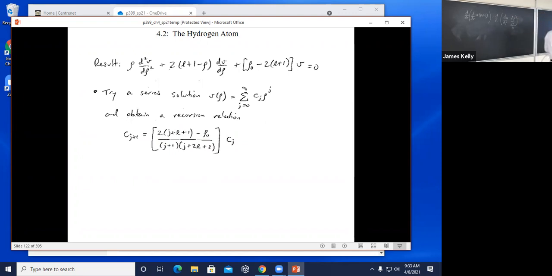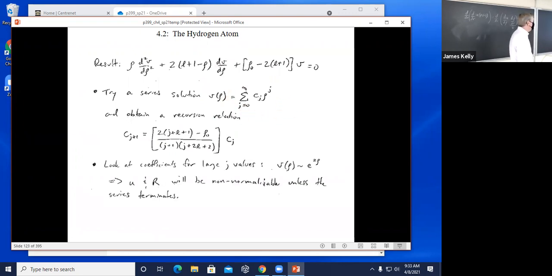And if you can solve that recursion relation, then you effectively can figure out what this function is. It's like summing the series. In this case, we're not necessarily going to do that, but rather, some smart person has said, well, let's look at these coefficients, how Cj plus 1 is changing relative to Cj. And we can see that when j is large, you could simplify this down by keeping only the most dominant terms. When j gets large, v of rho behaves like e to the 2 rho.